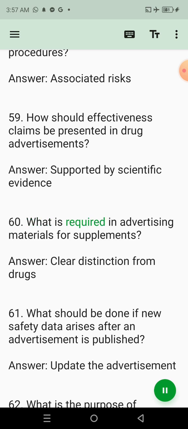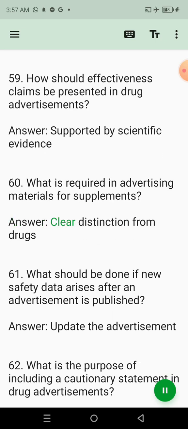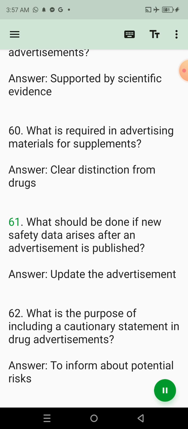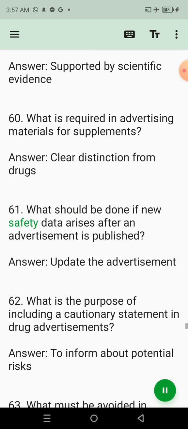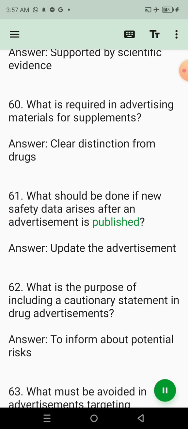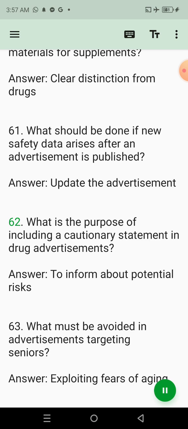60. What is required in advertising materials for supplements? Answer. Clear distinction from drugs. 61. What should be done if new safety data arises after an advertisement is published? Answer. Update the advertisement.